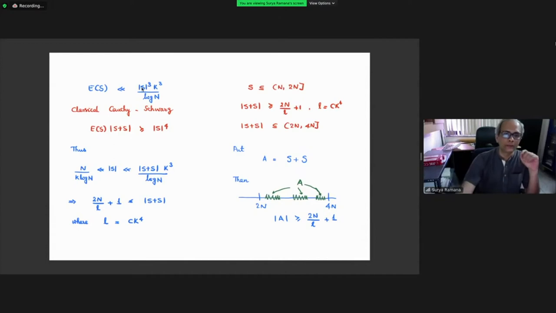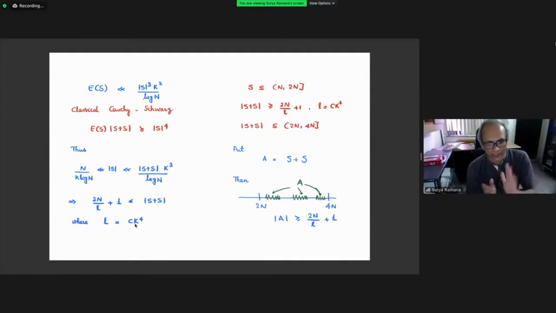So if you plug in the bound that I wrote down above into this Cauchy-Schwarz application, and recall that S has at least 1 by k of the total number of primes, then you cancel the |S|^3 and you get a cardinality of S. You put in n by k log n, k cubed, the log n's cancel off, and you conclude that the cardinality of S plus S is at least 2n by L plus 1, where L is some constant times k to the 4.